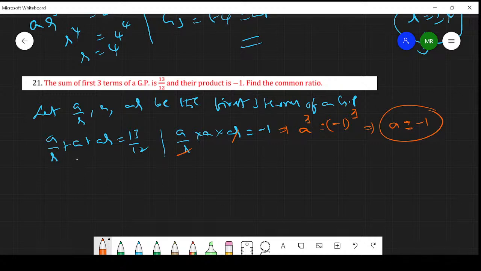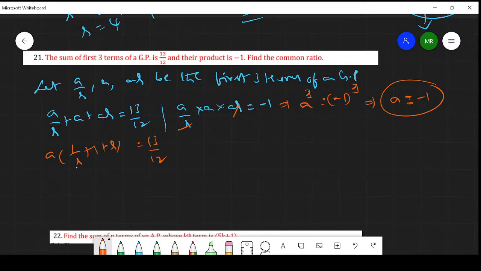If you put A equal to minus 1, I can take A common. 1 by R plus 1 plus R equal to 13 by 12. Put A equal to minus 1, I can take that value this side, right? It will come now 1 by R plus R equal to minus 13 by 12, because A is equal to minus 1. To take this side, plus 1 you transfer this side. This will be minus 25 by 12.